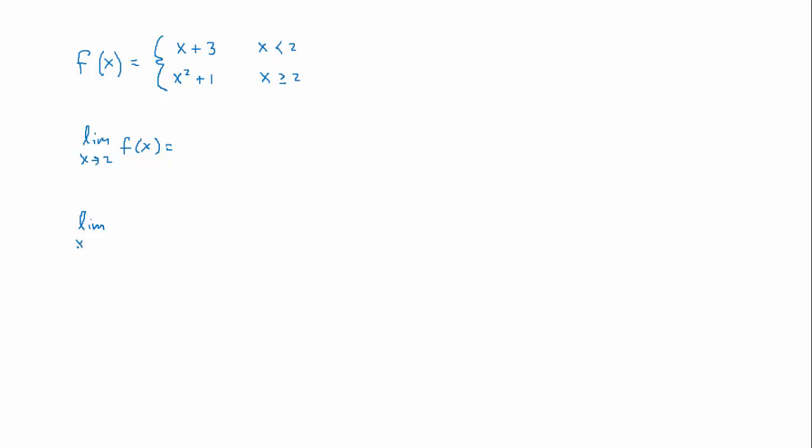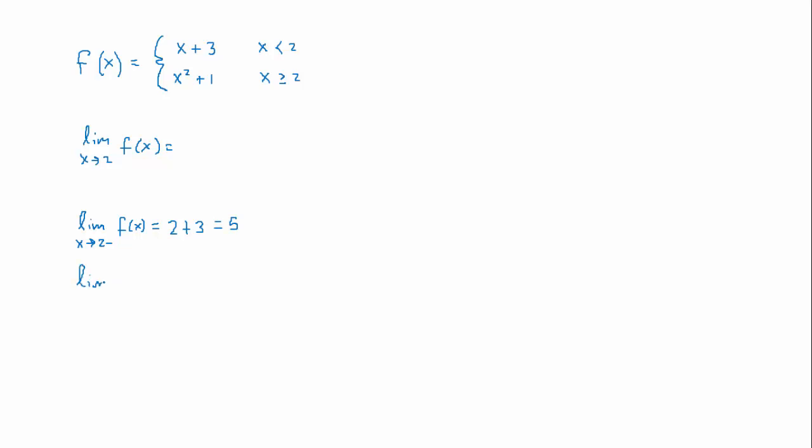So first let's check the left side, as x approaches 2 from the left of our function. If we're approaching 2 from the left, we're going to be at values which are smaller than 2. So we want to look where x is less than 2. And here we have x plus 3. So we would just substitute the 2 in for the x here. So on this left-hand side, we find that the limit is 2 plus 3, or 5.